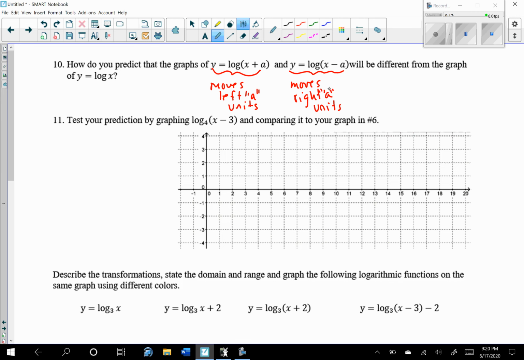And so again, a is on the inside of the log.